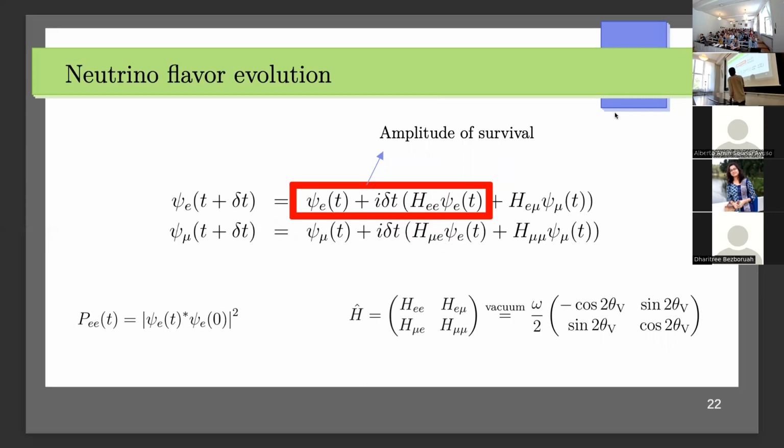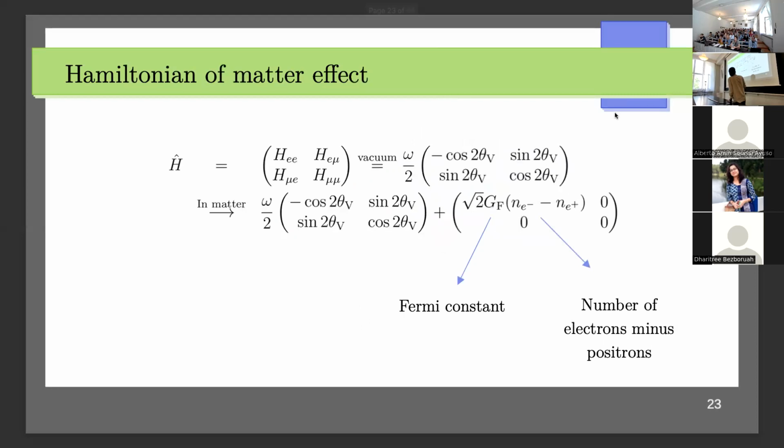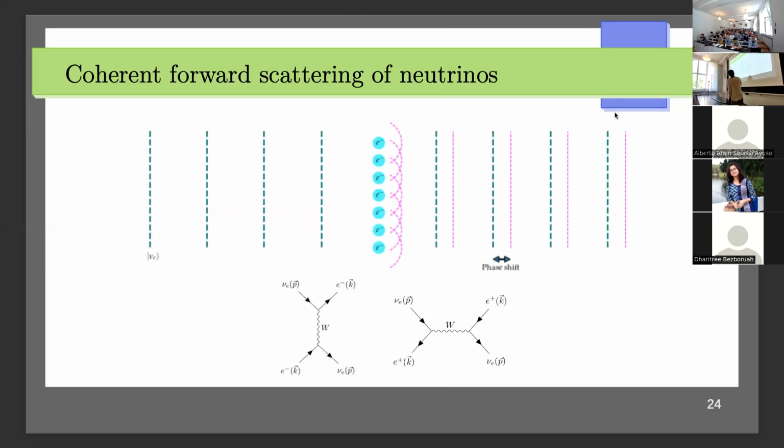Now, if we look at the Hamiltonian in the presence of matter, we get an additional contribution, which is proportional to the number density of electrons. So we have to add this term. Why do we have to add this term? Where is this coming from? In order to understand that, let us look at this cartoon. Let us look at this electron neutrino wavefront, a plane wave of electron neutrinos traveling from left to right, and it encounters a bunch of electrons here. Just for simplicity, I have put them in a straight line.